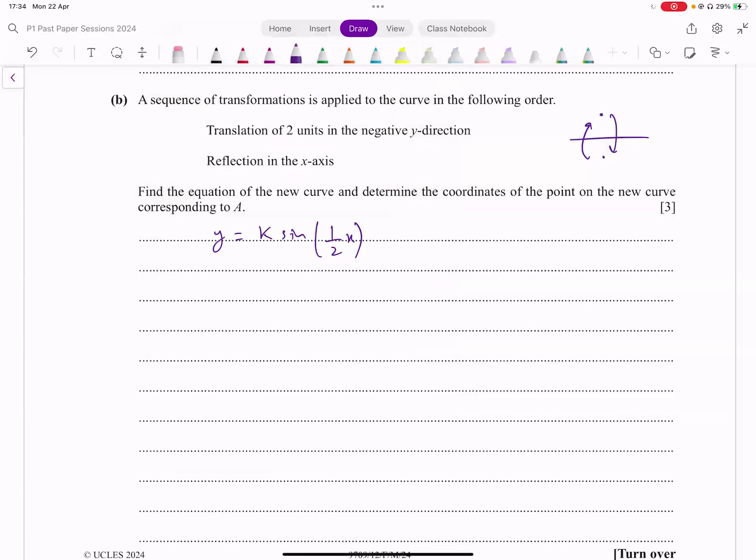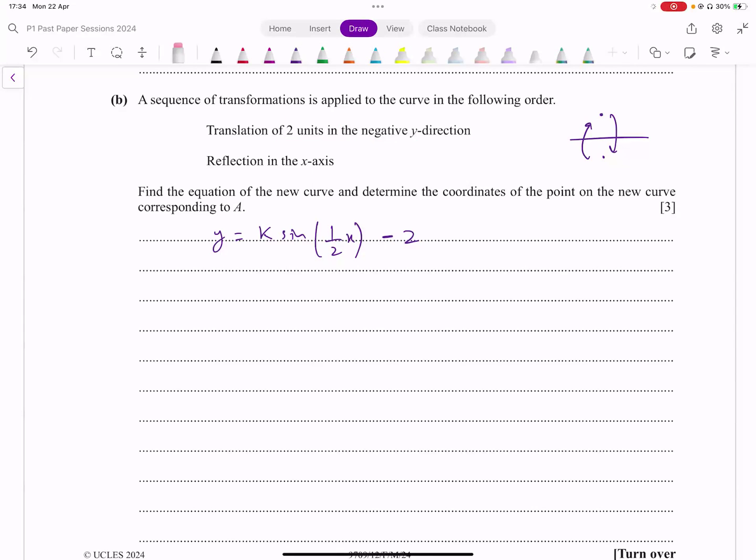First of all, you have to translate 2 units in the negative y direction. So from the whole function, you subtract 2, right? Translation means plus or minus something. Vertical transformation means you have to do something outside the whole function. So outside the whole function, you subtract 2. That is what happens when you do this translation of 2 units in the negative y direction, 2 units down.